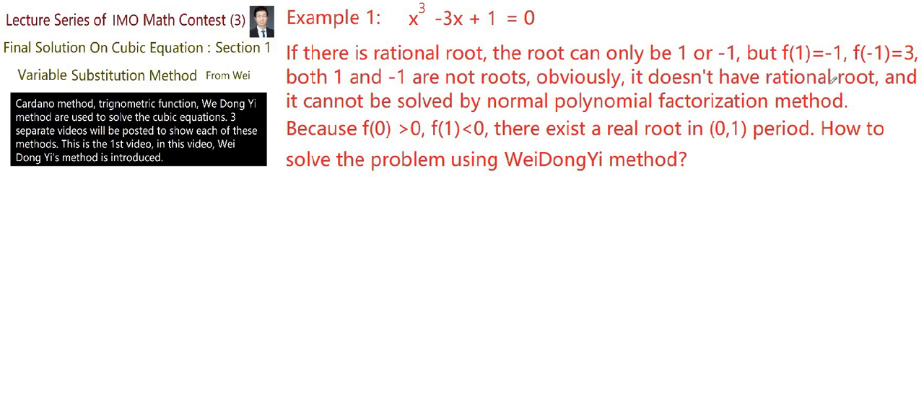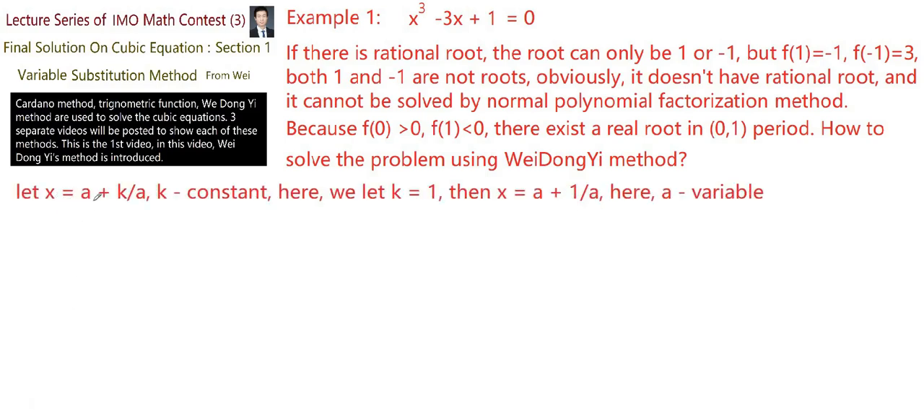Obviously, it doesn't have a rational root, and cannot be solved using the normal polynomial factorization method. However, f(0) is greater than 0 and f(1) is less than 0, so there exists a real root in the interval 0 to 1. How do we solve the problem using Wei Dongyi's method? We don't use polynomial factorization.